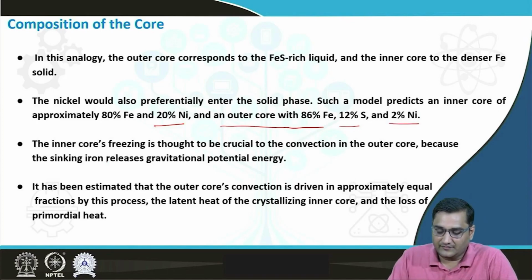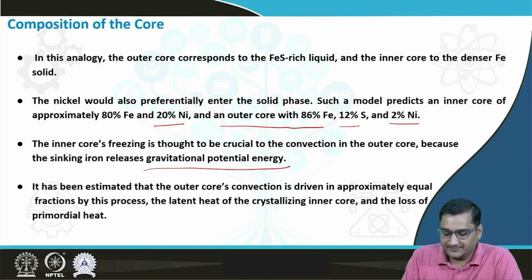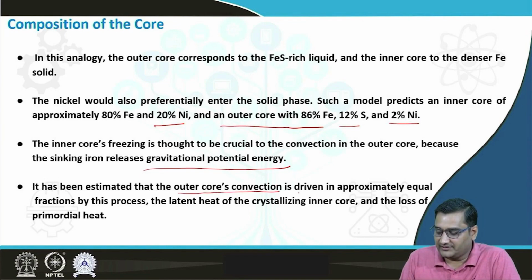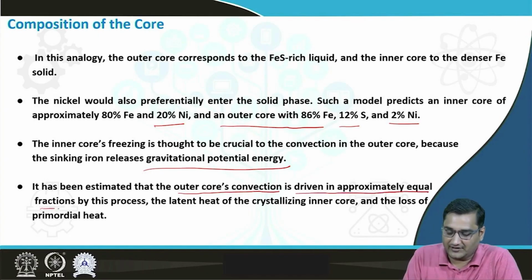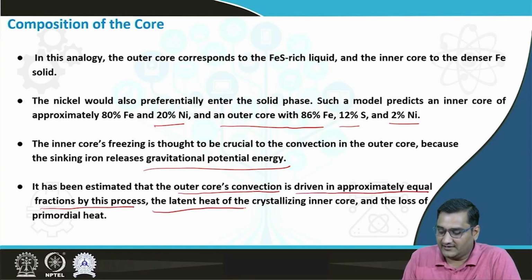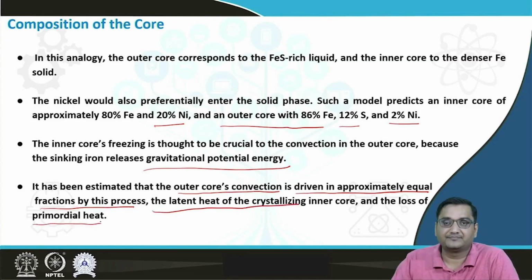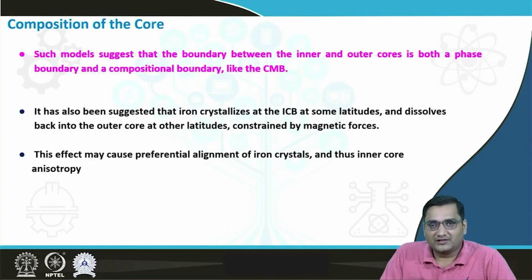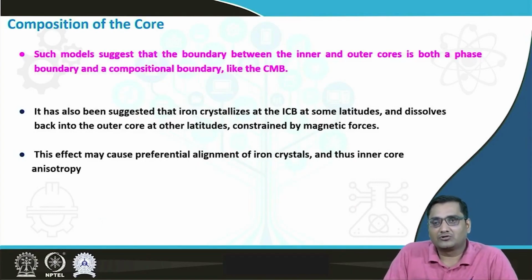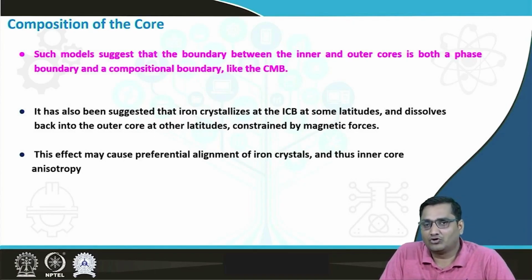The inner core freezing is thought to be crucial to the convection in the outer core because the sinking iron releases gravitational potential energy. It has been estimated that the outer core's convection is driven in approximately equal fractions by this process, the latent heat of the crystallizing inner core, and the loss of primordial heat. Such models suggest that the boundary between the inner and outer core is both a phase boundary and a compositional boundary, like the core-mantle boundary.